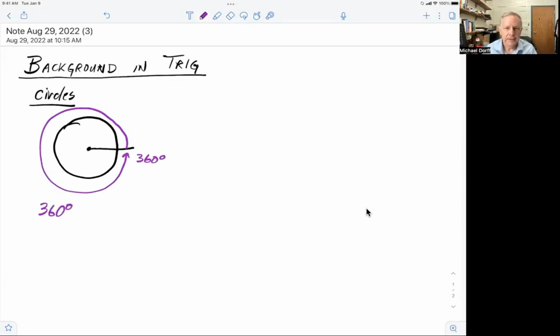Now, in calculus, we can talk about degrees, but we also talk about radians. And 360 degrees is the same thing as 2 pi radians. You may ask, why do we talk about radians? Well, it turns out in calculus that the calculations and the formulas are much nicer if we use radians instead of degrees. So we have to ask the question, how do we change from degrees to radians? Because I expect that most of you are more familiar with degrees than radians.